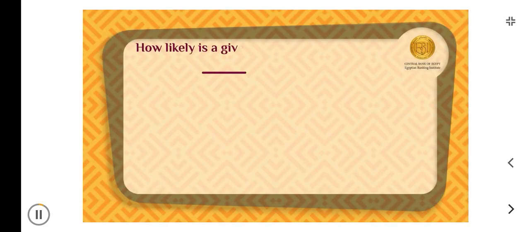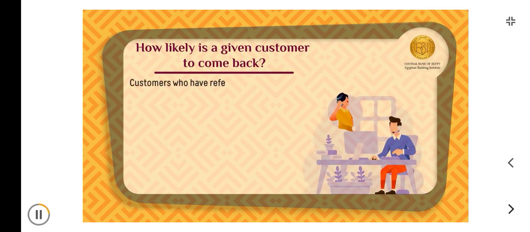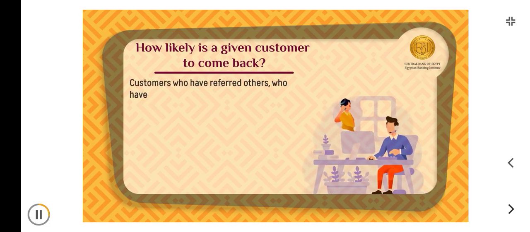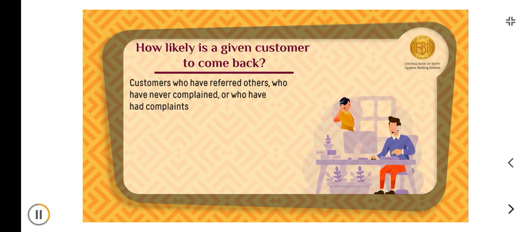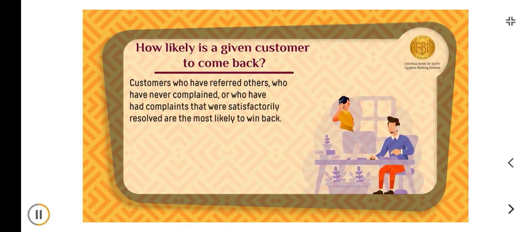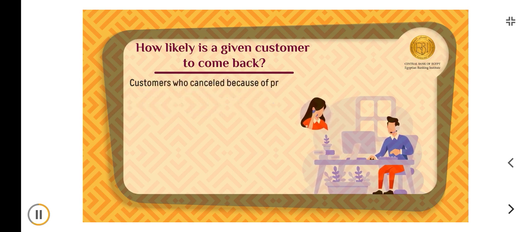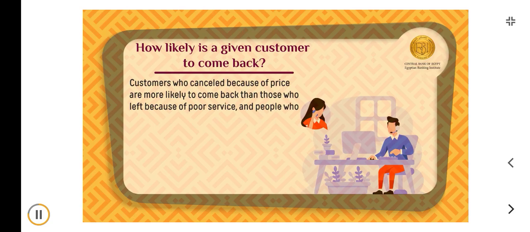How likely is a given customer to come back? Customers who have referred others, who have never complained, or who have had complaints that were satisfactorily resolved are the most likely to win back. Customers who canceled because of price are more likely to come back than those who left because of poor service. And people who cited both reasons for quitting are the least likely of all to return.